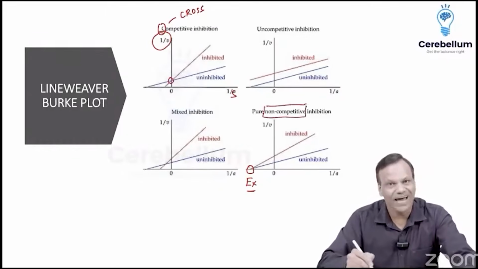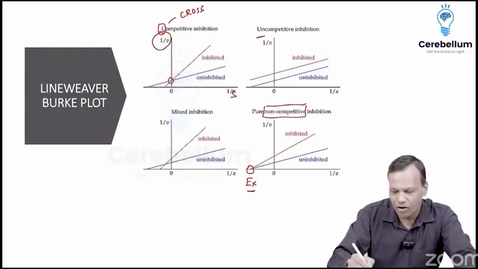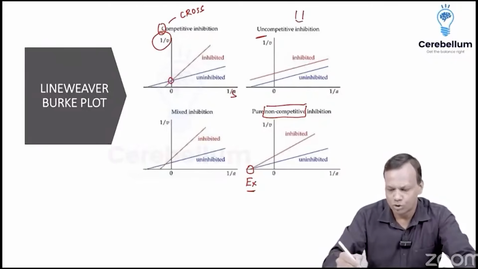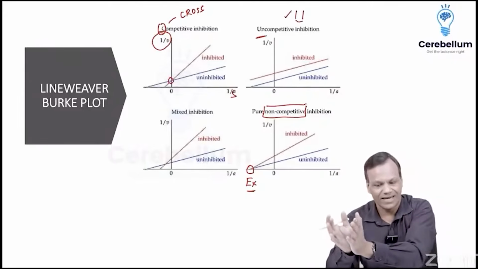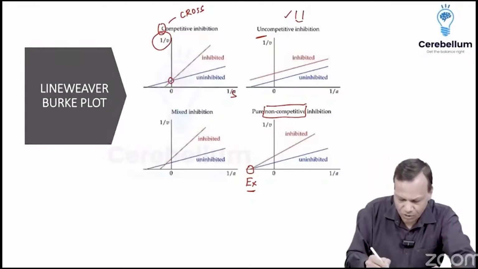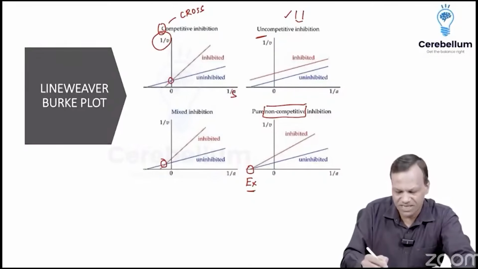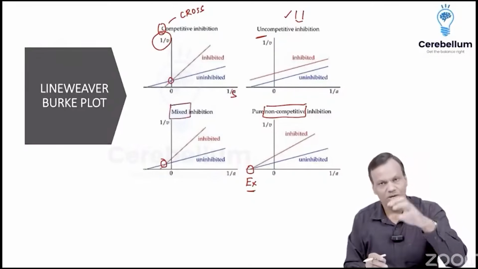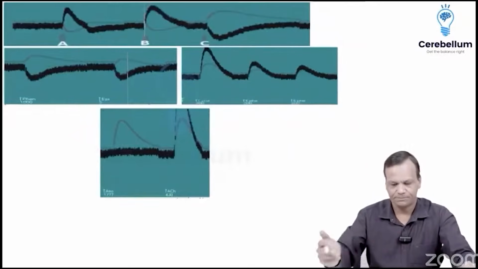Now, if the lines are parallel, it is uncompetitive inhibition. You can see the U, if we draw parallel lines and then join them, it becomes U. So U means uncompetitive, with parallel lines. And if the lines are crossing but not on the y-axis, somewhere else, then it is mixed inhibition. So remember these types of inhibition.